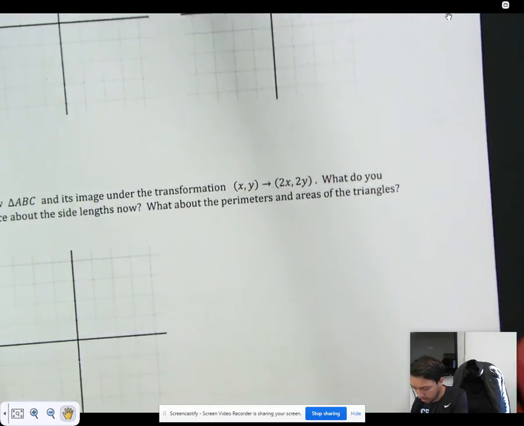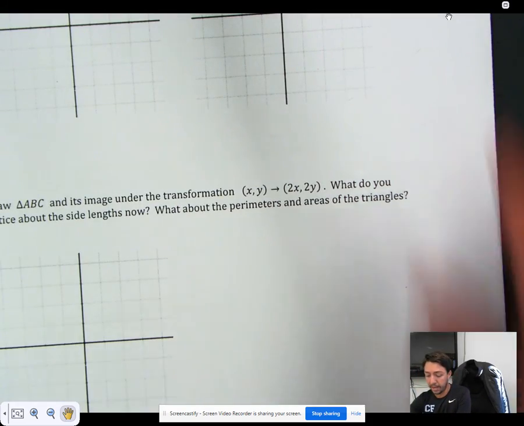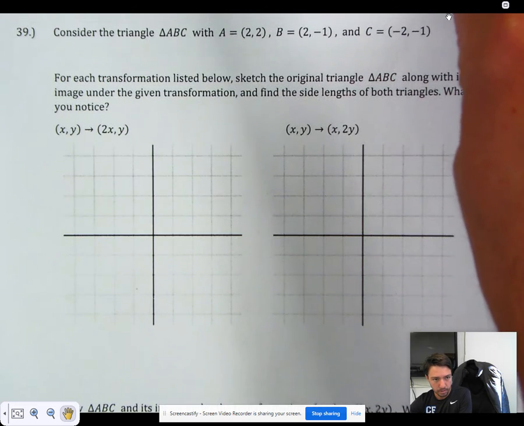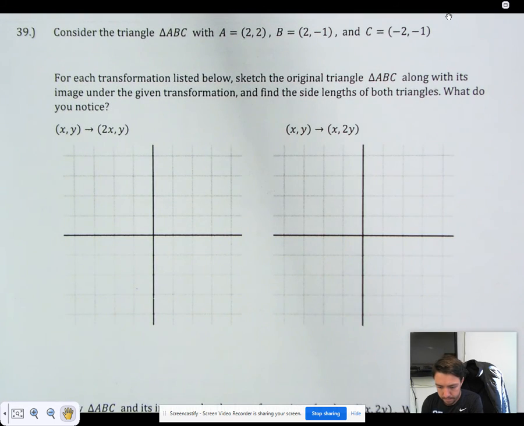Okay, now we've pretty much covered all the basics. So you hopefully now know how to apply these transformations in general.